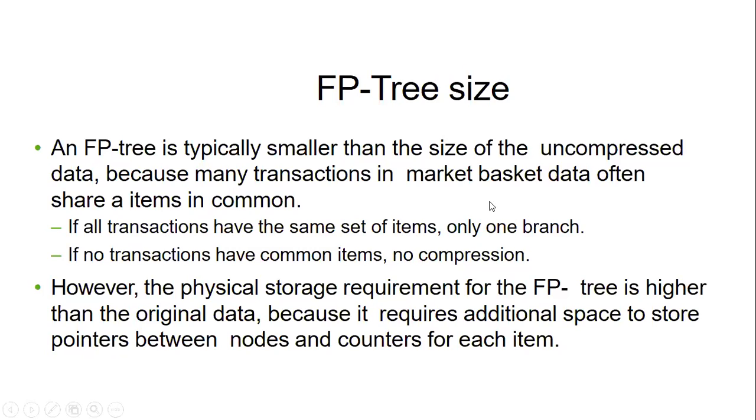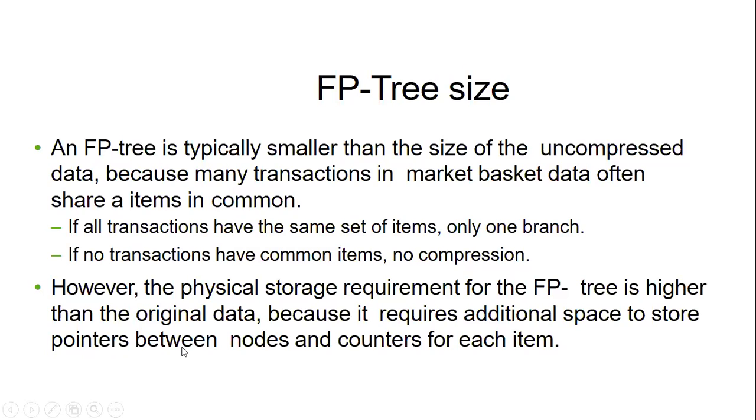There are 10 transactions, each transaction having different items. The first transaction has AB, the second transaction has CD, the third transaction has EF. If that is the case, then we will have an AB branch, a CD branch, an EF branch, like that. So if no transactions have common items, there is no compression.